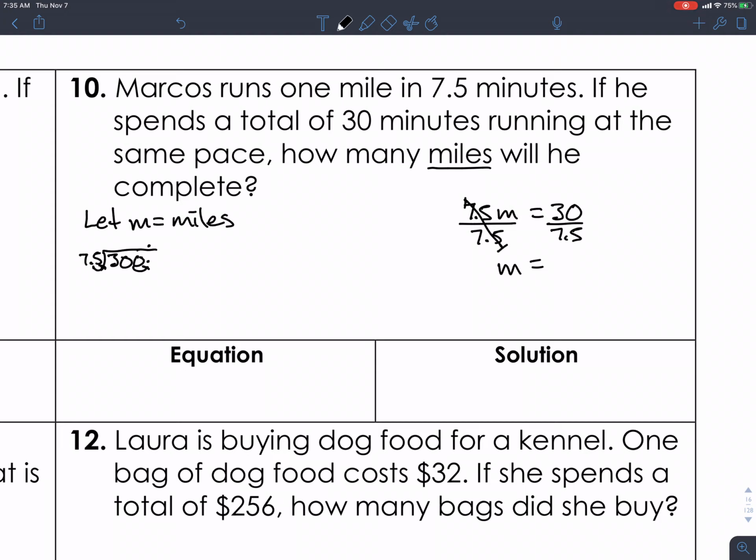And 75, how many times does 75 go into 300? Well, let's see. It goes 4, I think, so 4 times 5 is 0, carry the 2. 4 times 7 is 28, plus 2 is 30. Cool, perfect. 0, we get 4. So m equals 4. So our equation was 7.5m equals 30, and our solution was m equals 4 miles total that he was able to run. Okay.